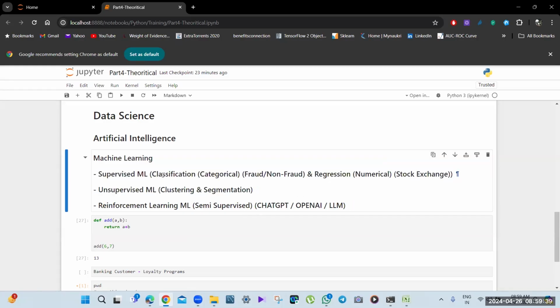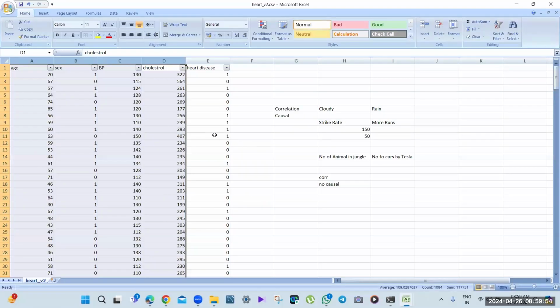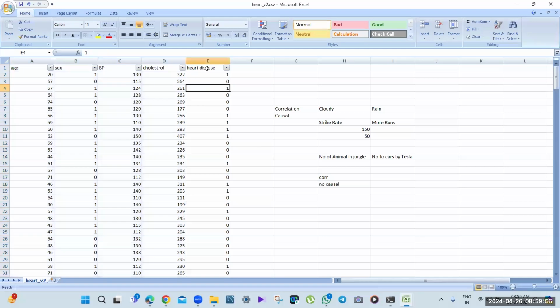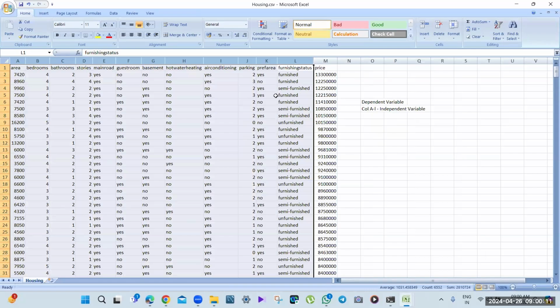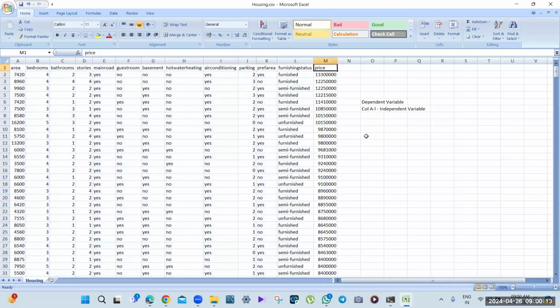Supervised is something where we are predicting something at the end, either a categorical variable or a numerical variable, and we do have a label associated with it. What is a label? The label would be the name of that particular class. For this particular data set, the name of the class is heart disease. So we know what we are predicting. We are predicting heart disease. Same goes for the housing data set. We know what we are predicting. We are predicting price. So that is the label.